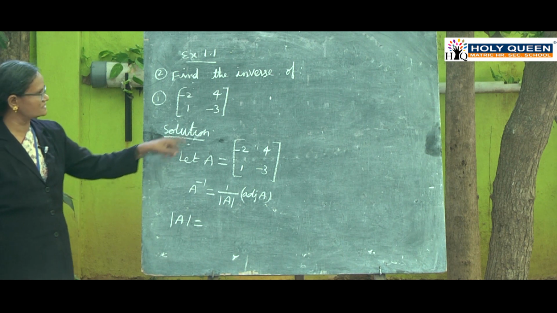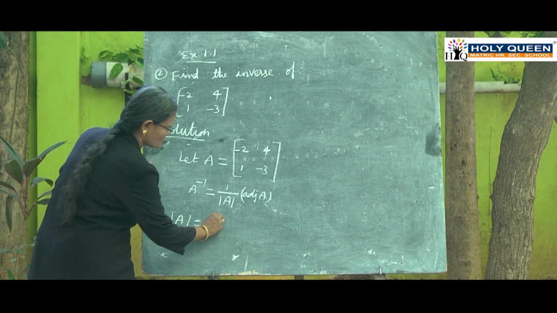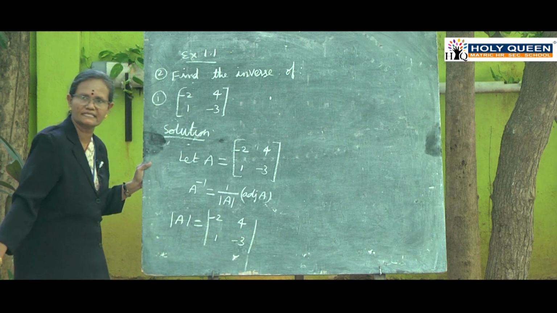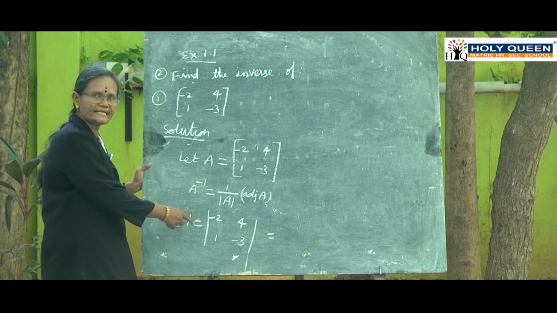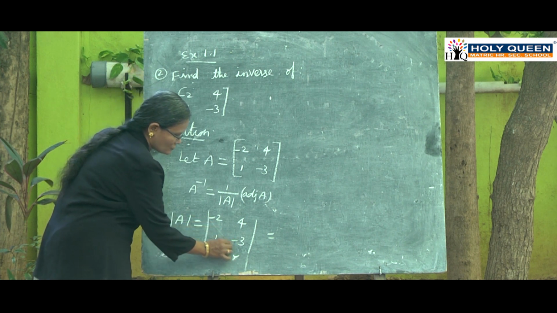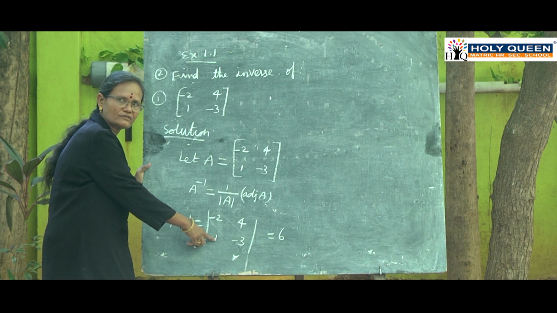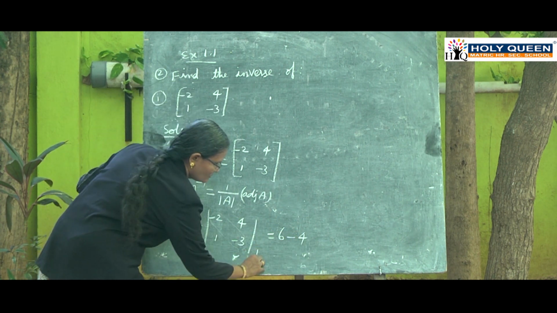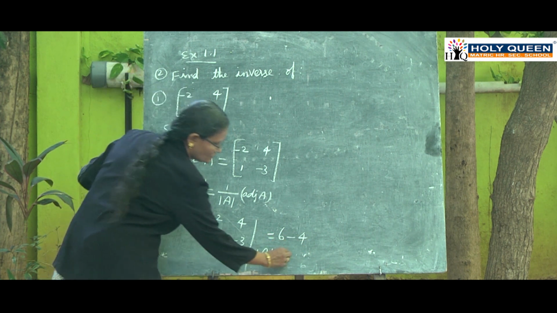all the elements covered within the vertical lines. The value of A is minus 2, 4, 1, minus 3, all the elements covered within the vertical lines. Now, determinant of A is equal to the product of the leading diagonal elements, minus 2 and minus 3, that is 6. Then minus the product of the other diagonal elements, 1 into 4, that is minus 4. Therefore, the value of determinant A is equal to 6 minus 4, that is 2.